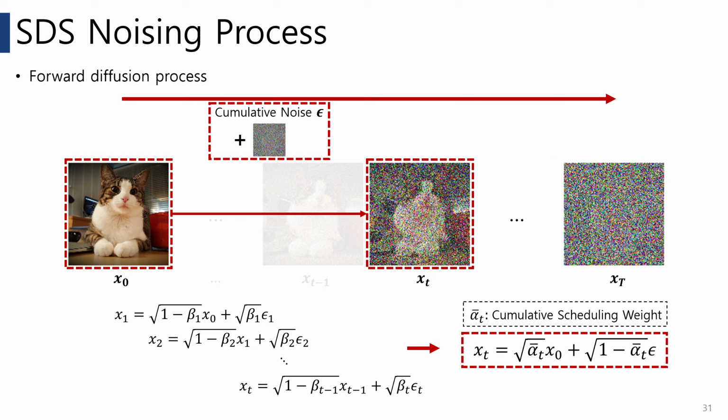As explained earlier, Gaussian noise can be combined using a scheduling weight to represent cumulative noise epsilon. This means adding a single Gaussian noise to an image can be treated as adding the cumulative noise from multiple steps. So the noisy latent xt at time step t can be quickly and easily computed by adding noise epsilon to the original image x0 in just one step, making the process much faster and simpler.